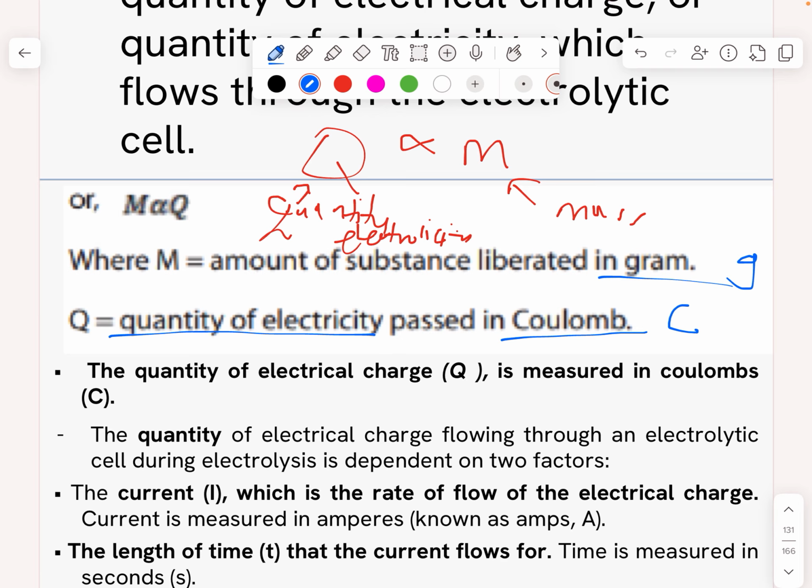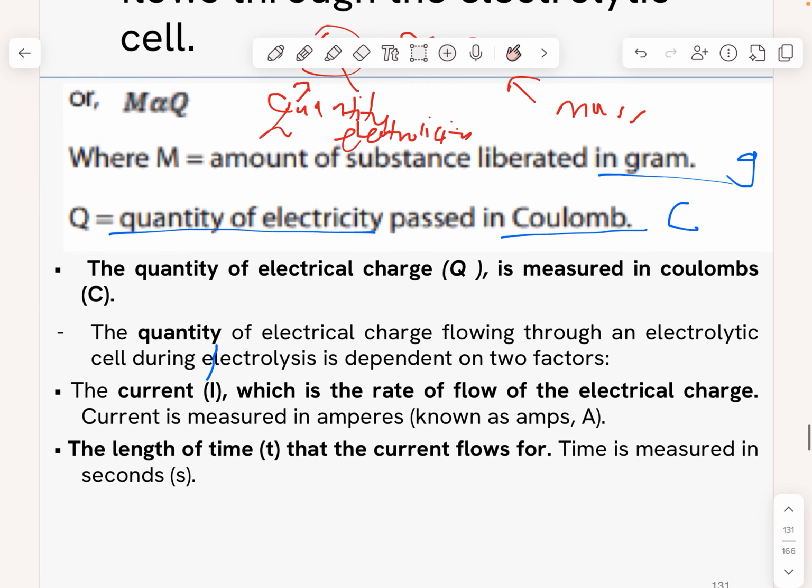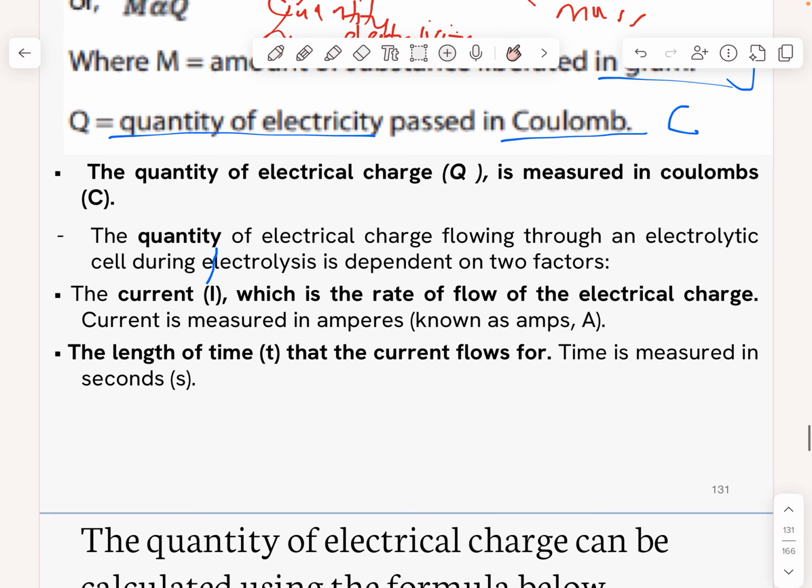All right. Now let us continue. Okay, so it says the quantity of electrical charge flowing through an electrolytic cell during electrolysis is dependent on two factors. So there are two factors that affect the quantity of electrical charge. And by quantity of electrical charge, I'm talking about the amount of electrical charge, right? Quantity means amount. So the amount of electrical charge is affected by two things.